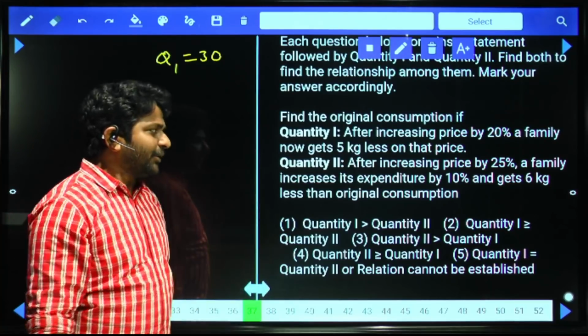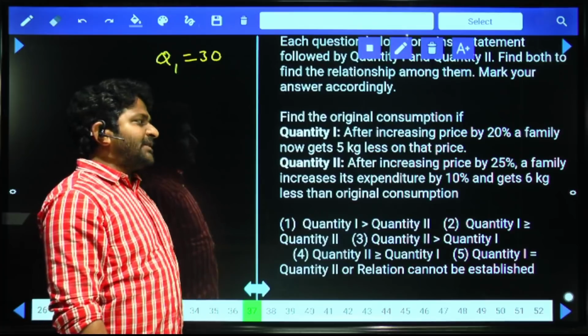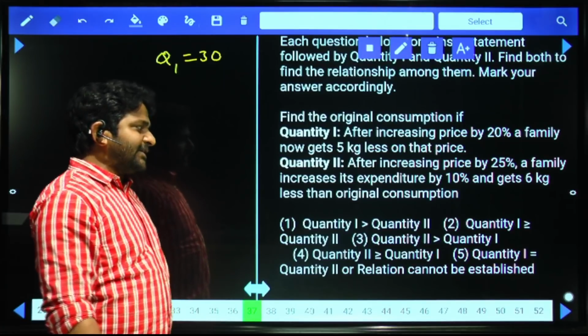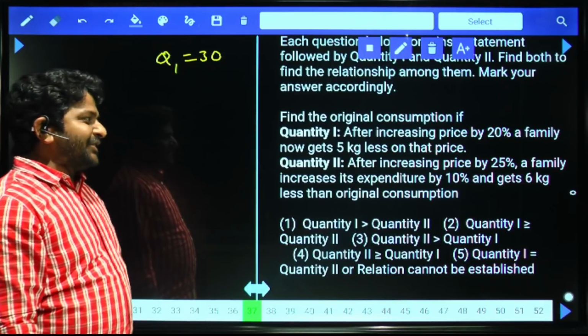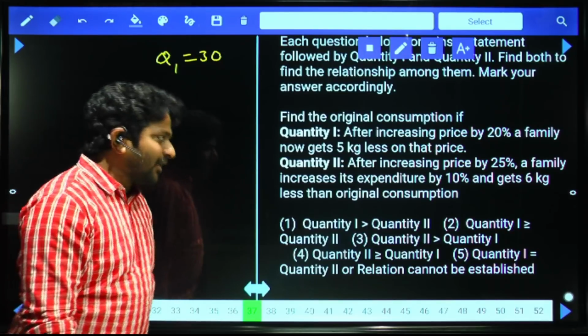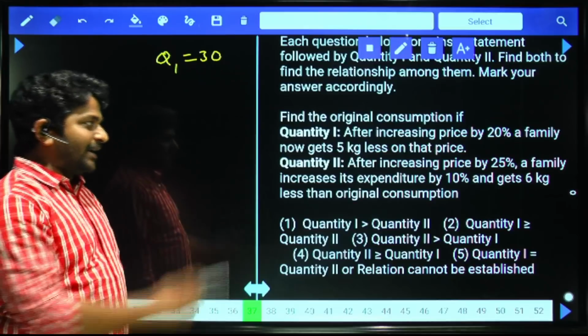Now quantity 2. After increasing the price by 25%, a family increases its expenditure by 10% and gets 6 kgs less than the original consumption. Okay, now let's see here.